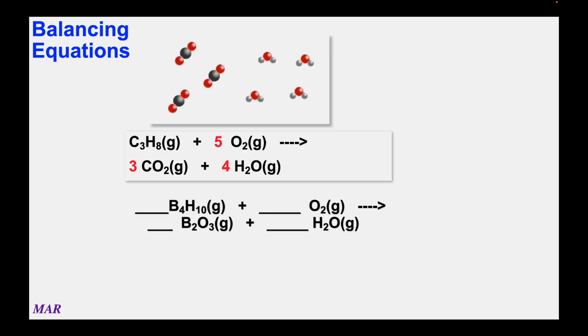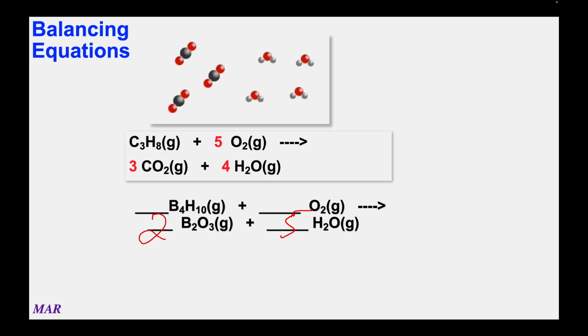If you look at just the borons, boron comes in 4, but B2O3 has 2 borons. So I'm going to have to put a 2 right there, because 2 B2O3s will have 4 borons, and that's what we have on the reactant side. Now for hydrogen and water, you can see that B4H10 has 10 hydrogens. Water comes in 2 hydrogen combinations. If you put a 5 right there, 5 times 2 is 10 hydrogens. B4H10 has 10 hydrogens. Good to go.